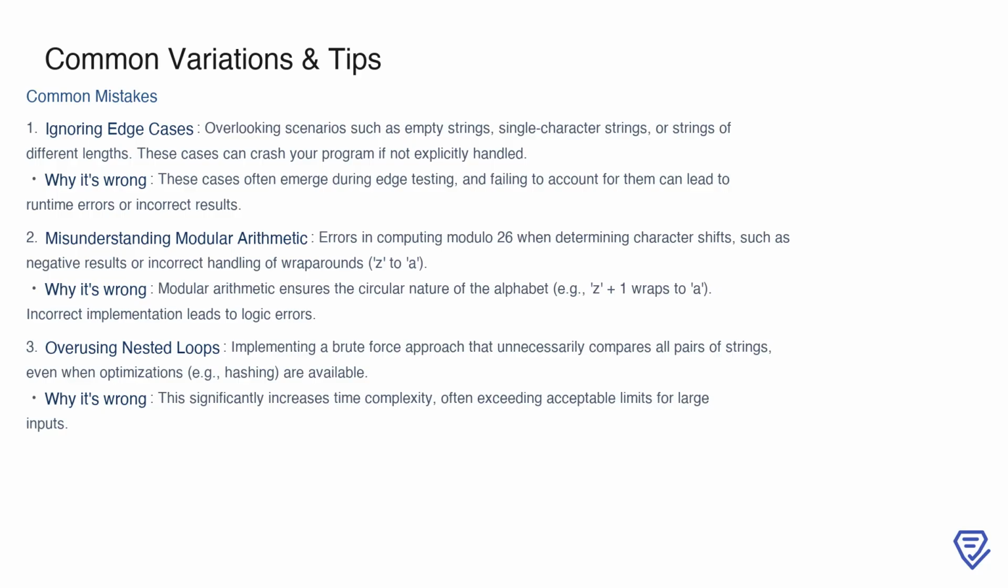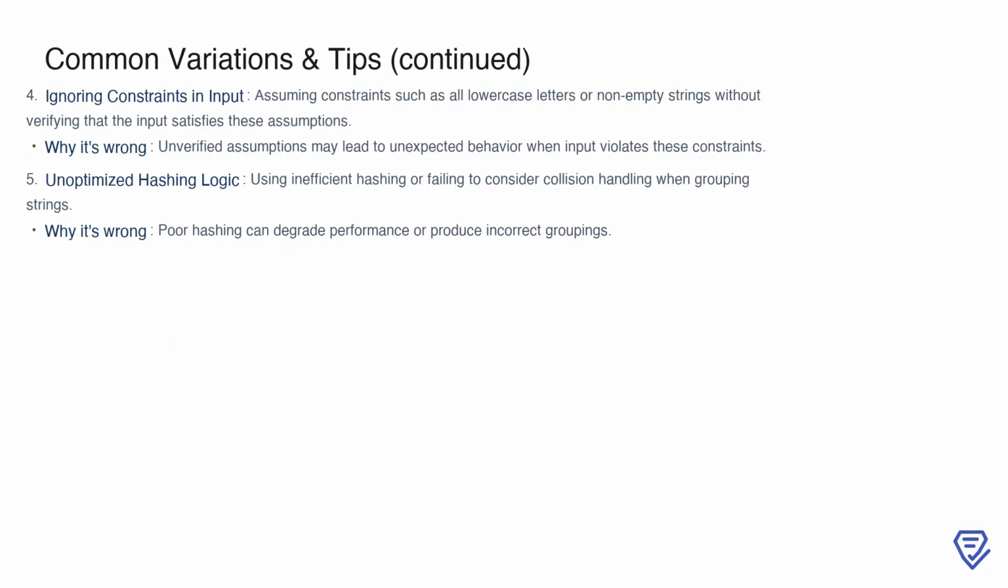Another critical oversight is ignoring constraints in the input. For instance, if you assume all strings are lowercase or non-empty but don't verify these assumptions, your solution may behave unpredictably when given unexpected inputs. Always validate constraints to ensure robustness.